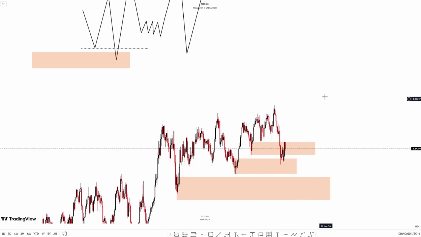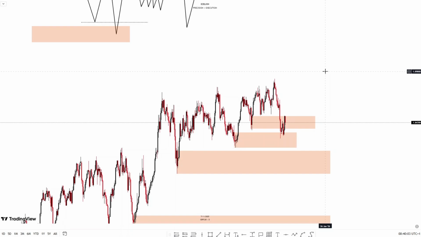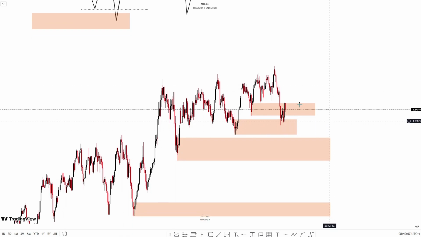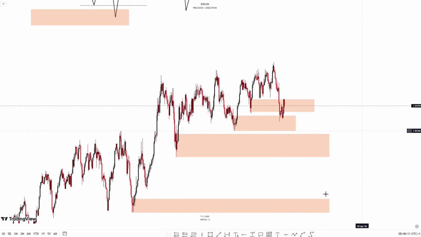By the way, if many criteria are checked but some are not, I'll look for a lower time frame confirmation entry. And let's look at this second zone. This zone has actually failed. And let's look at why it failed.